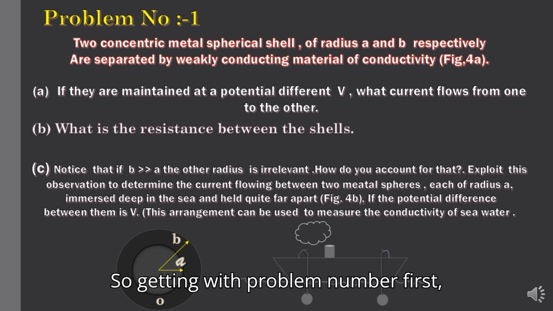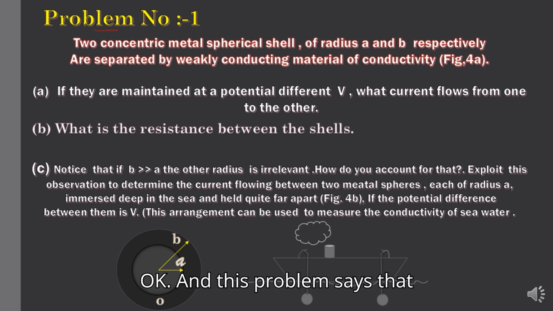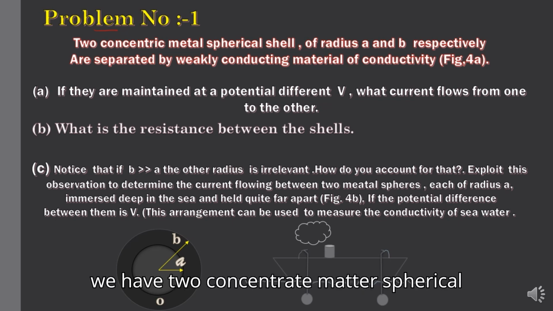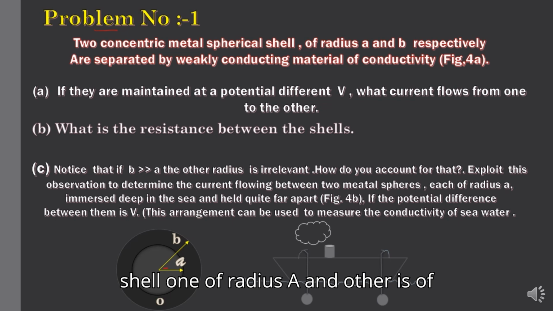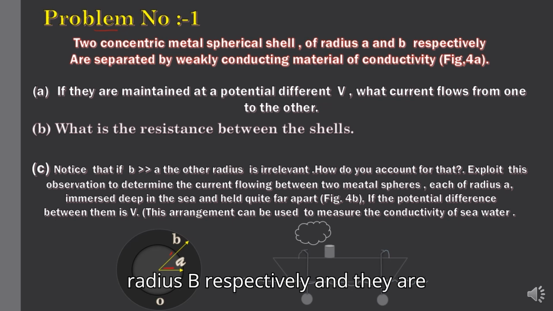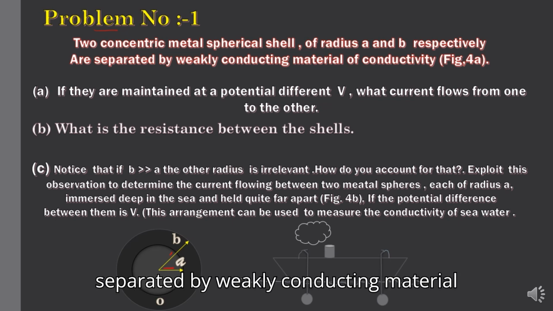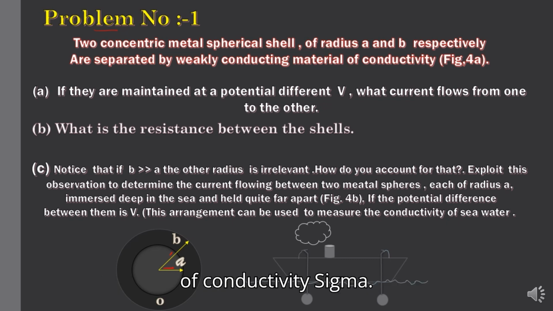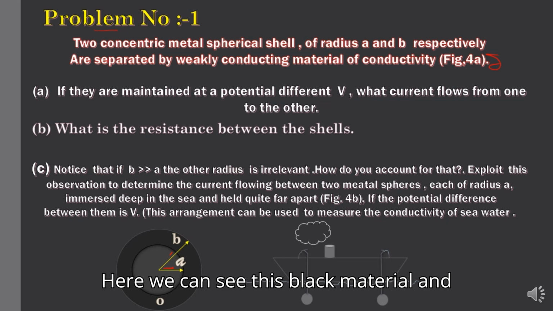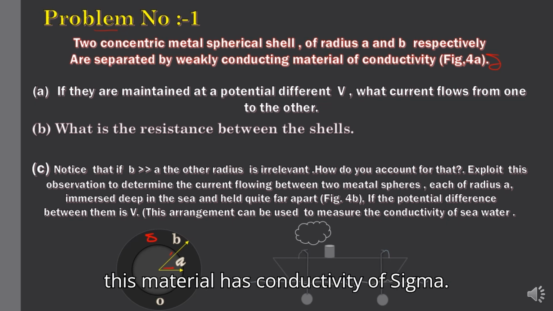So getting started with problem number 1, okay? And this problem says that we have two concentric metal spherical shells, one of radius a and the other of radius b respectively, and they are separated by weakly conducting material of conductivity sigma. Here we can see this black material, and this material has conductivity sigma.